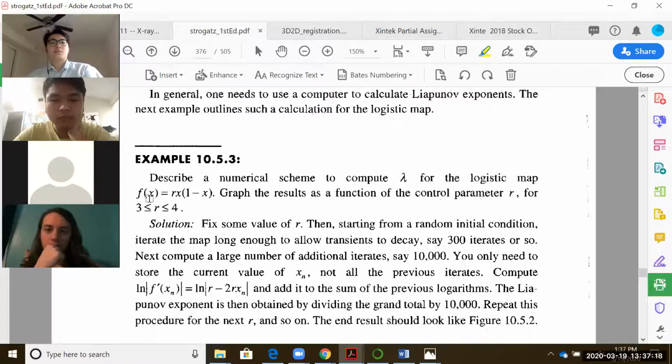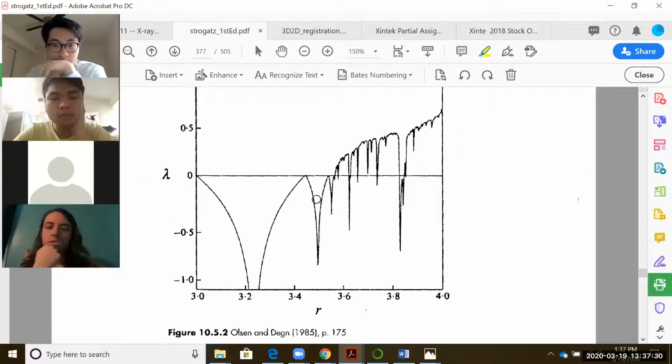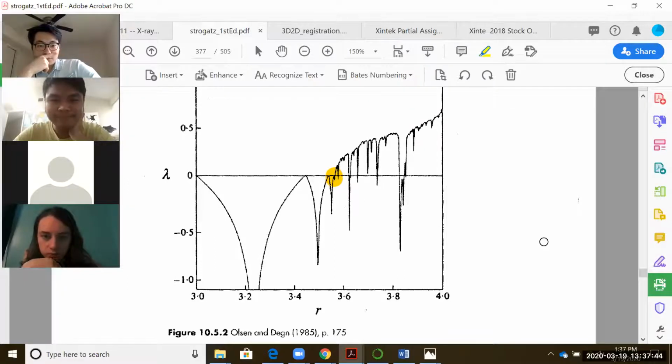For the logistic map, you cannot calculate this lambda analytically, but you can calculate it numerically, and that would be one assignment. Here is a calculation of lambda for the logistic map. You can notice that in all this periodic regime, lambda is negative. And here you get to this point where lambda crosses from negative to positive.